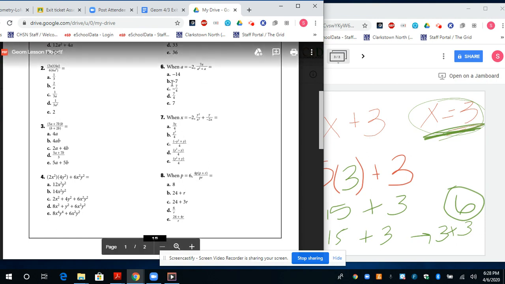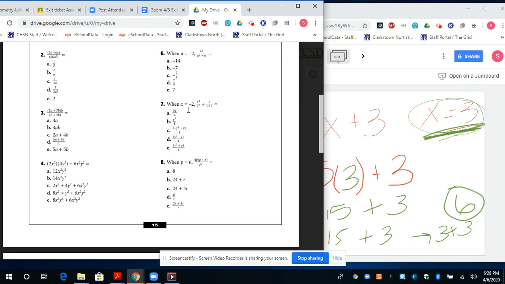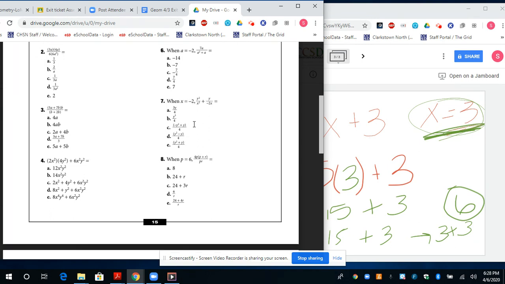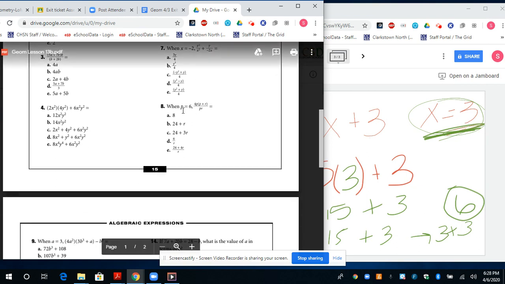I don't want to see just letters. You're not going to get full credit, and you're just going to bring your average down. Number 7, same thing. You're plugging in -2 for where you see x, and careful, there's x's and y's. They're only telling you x is -2, but you're not doing that one.